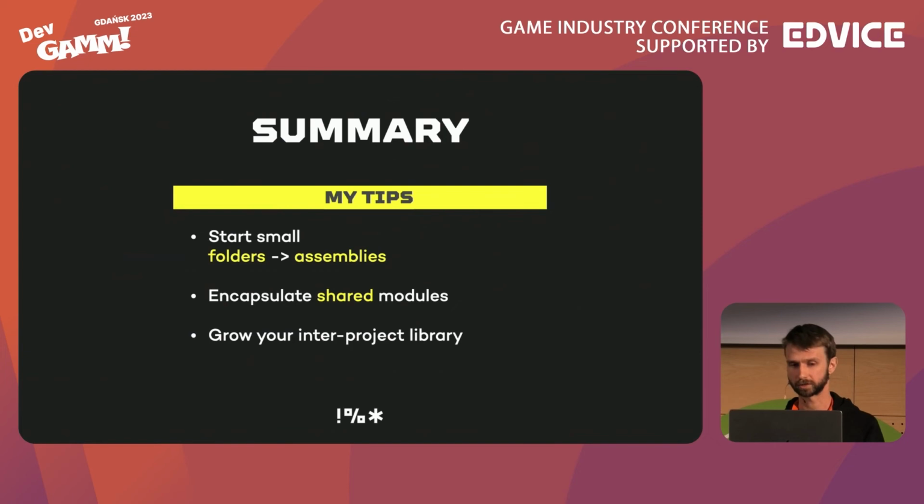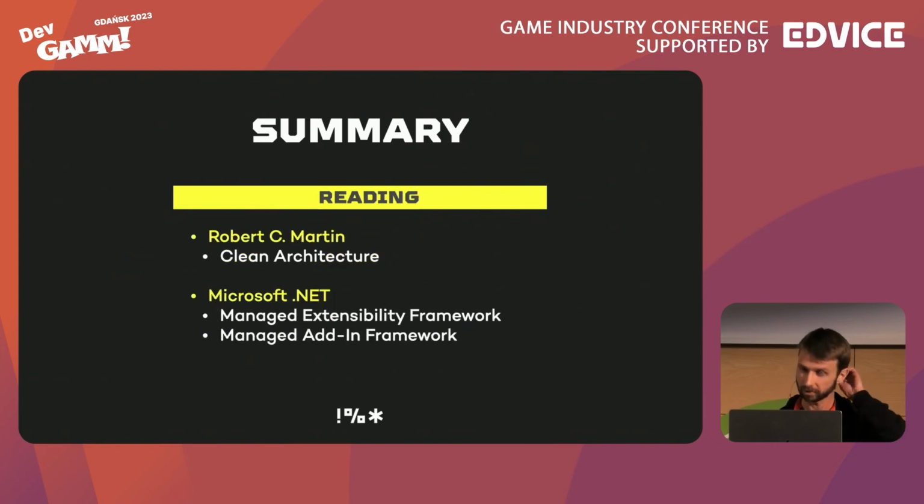If my talk was interesting to you, you can grab some reading. Of course, the main book on the market, Clean Architecture from Uncle Bob. This is great stuff, not only for IT guys, but also for game developers. It's also worth noting the Microsoft .NET library. They have two great frameworks, the Managed Extensibility Framework and the Managed Add-in Framework. These are great in terms of inspiration. They just do what I said, but on this high formal level, right?